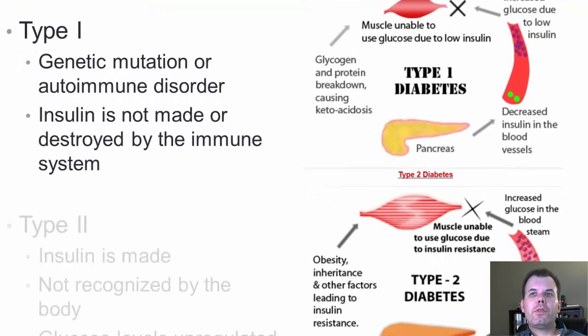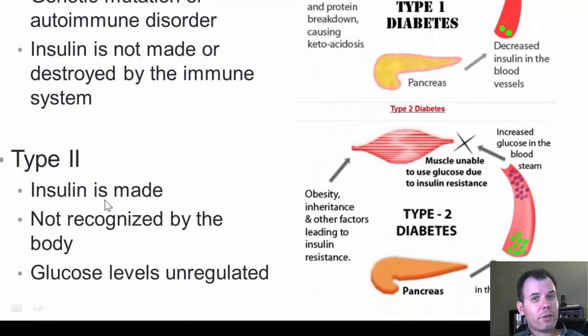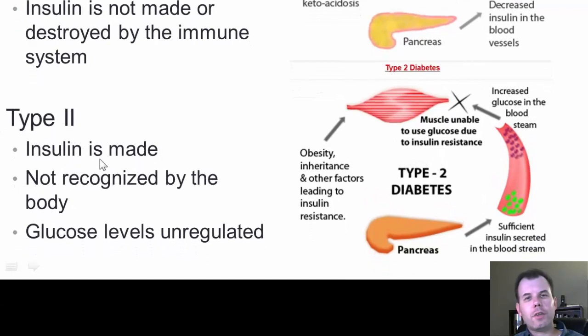The second type is type 2, and this is where insulin is actually made. You don't have a genetic mutation and your immune system is not attacking it, but what happens is the insulin is no longer recognized. And that's because you flood the system with so much sugar all the time. It's drinking the big 32-ounce Cokes and eating the high sugar McDonald's all the time. What you do is you have so much sugar in your body, so much glucose, that there's not enough insulin to get all that glucose out.